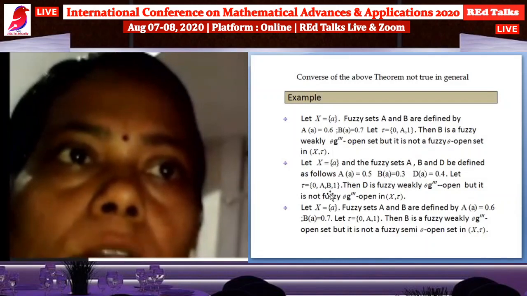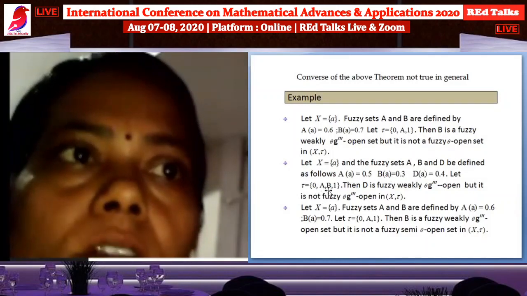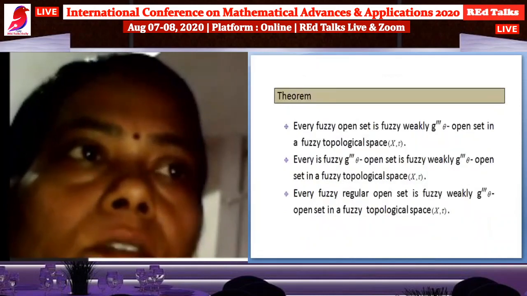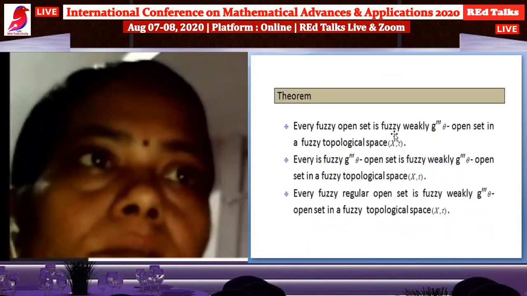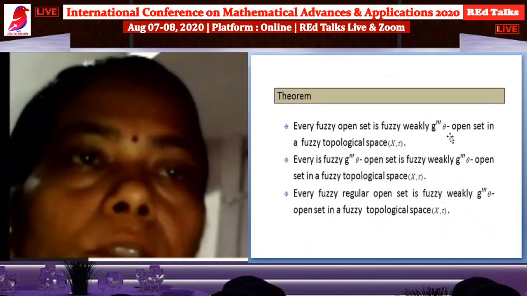Let X equal A, with fuzzy sets A, B, D, A 0.5, B of A 0.3, B of A 0. E is fuzzy weakly theta G triple dash open, but it is not fuzzy theta G triple dash open set in X. Similarly for the other example. Other theorems.